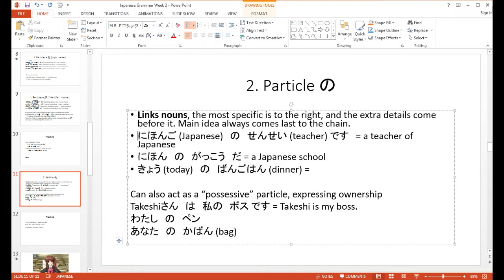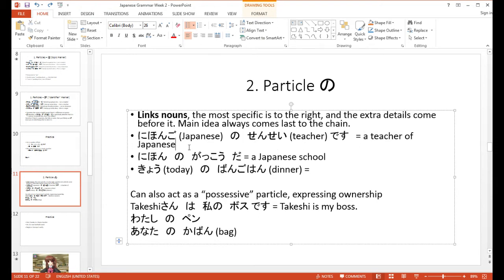So if you see this, Nihongo no sensei. Oops. Sensei is the one that is to the right. So it's the most to the right of the particle. And so it's the most specific one. So the noun is specific towards teacher. So what about the teacher? Teacher is specific, and the extra detail comes to the left of that particle. So what kind of teacher is he? He is a Japanese teacher. Or teacher of Japan, or teacher of Japanese rather. Okay, so it goes like this.